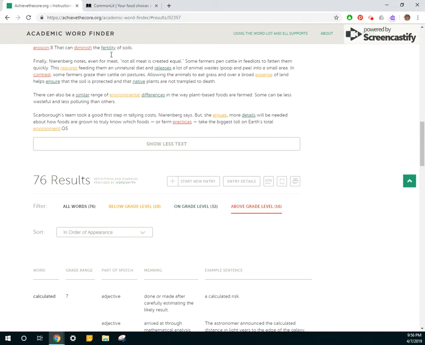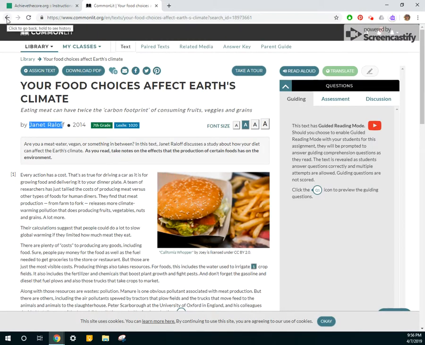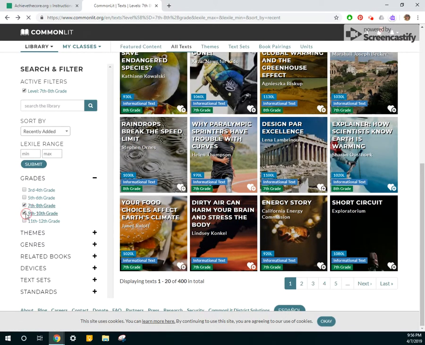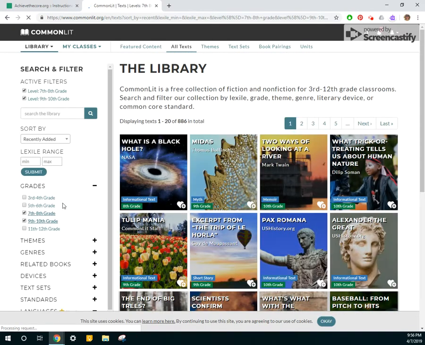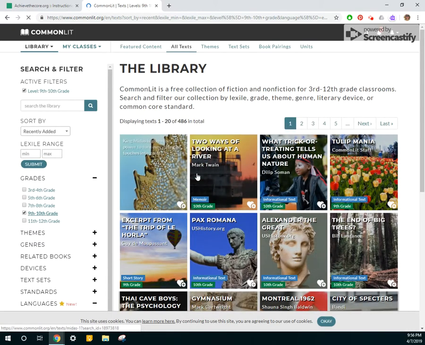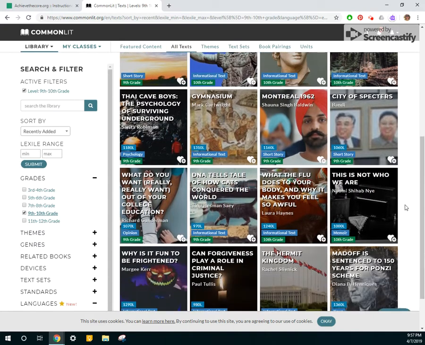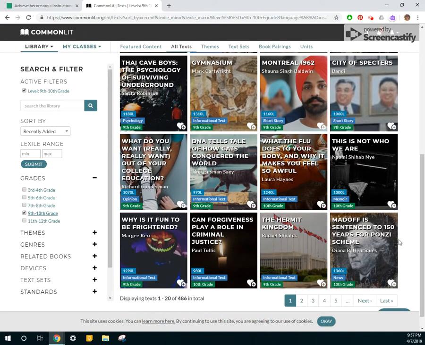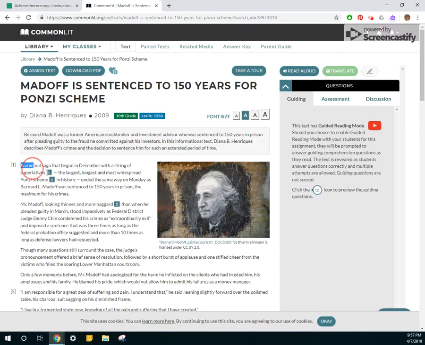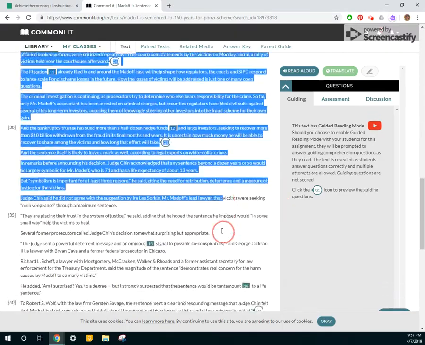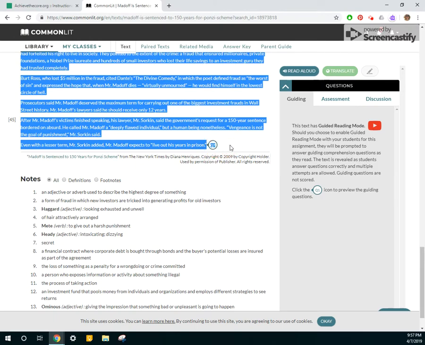This is a longer article, so I would say that 16 isn't too bad, right? But on the flip side, if I wanted to go back to CommonLit and look for an article that was at a much higher level, so maybe I want to look at something 9th through 10th, and I decide that I'm in 8th grade social studies, and we were talking about Bernie Madoff for his Ponzi scheme, and I want to check this one. And this is a really long one, and I drop it in.